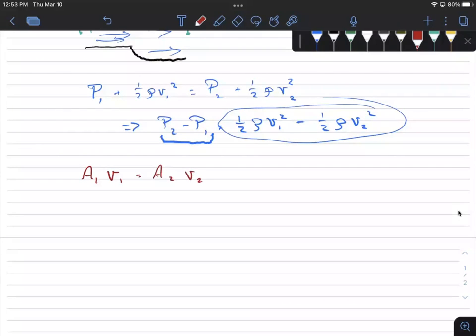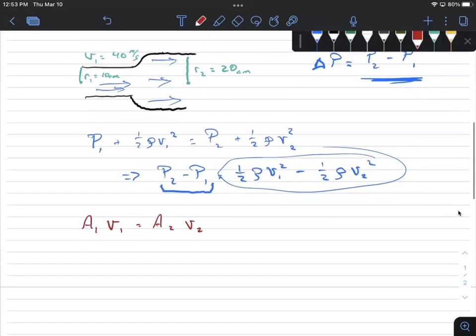All right, well, what are these things? If I think about my pipes as being circular, cylindrical pipes, then each opening is circular. So the area of the first location is pi r squared for the first location times V1, which is equal to pi r squared for the second location times V2.